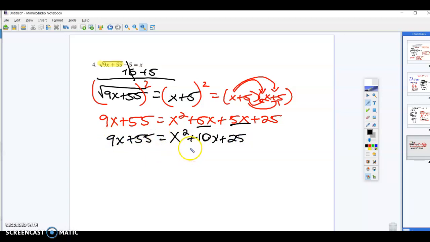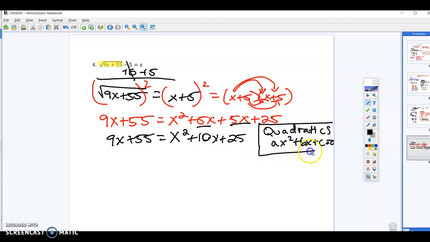And in order to solve for x, I'm going to move everything to one side. And the reason why I want to do that is because when we solve quadratics, we've got to have it in standard form, which means that we're going to have it in descending exponent order, and it's going to be set equal to 0 on one side. So we're going to move this 9x to the other side by subtracting it. And we're going to move this 55 to the other side by subtracting it.